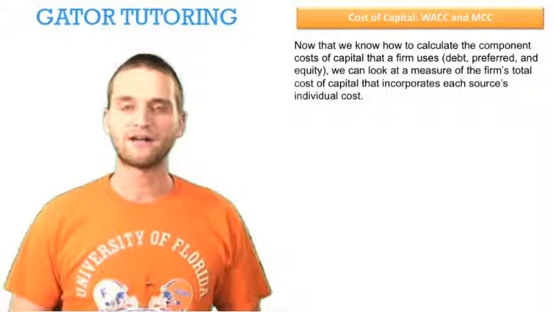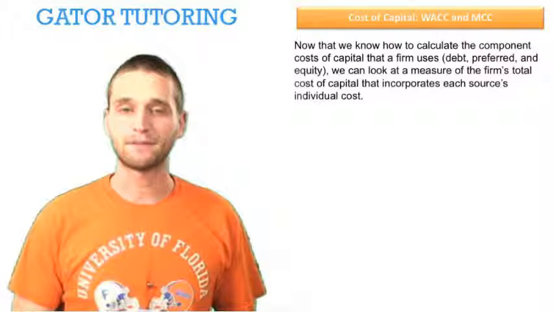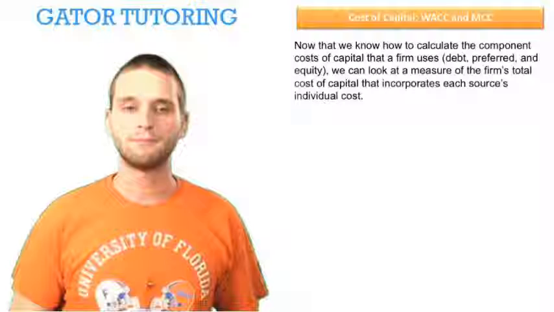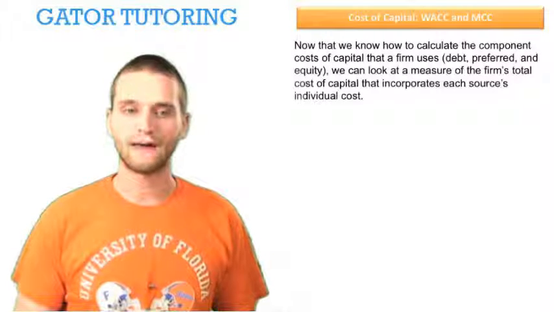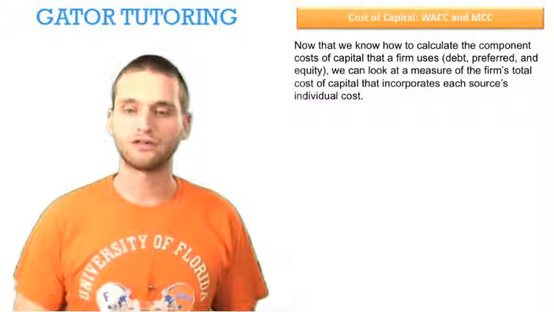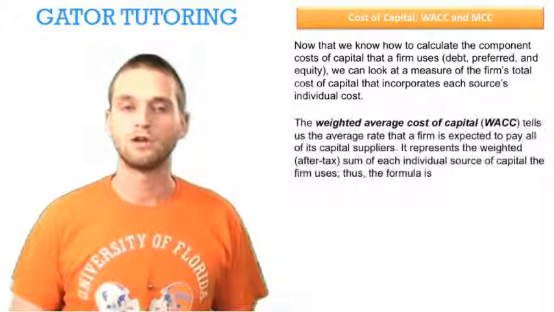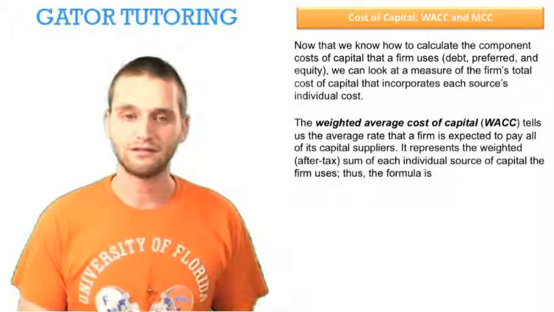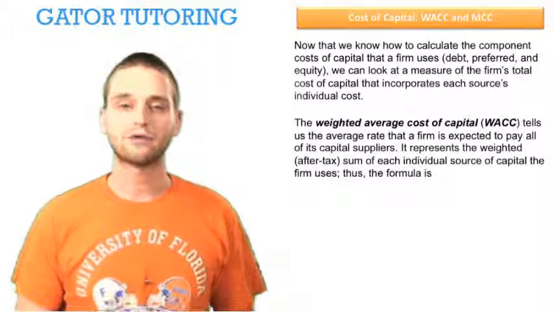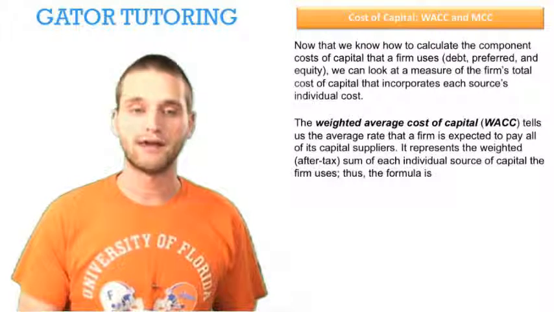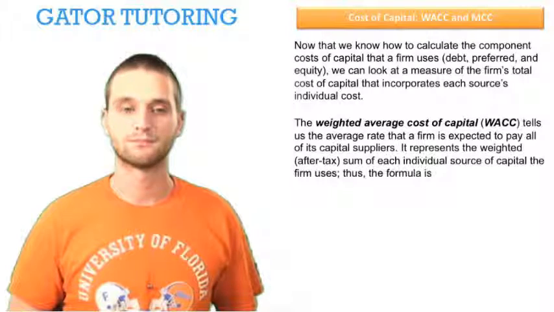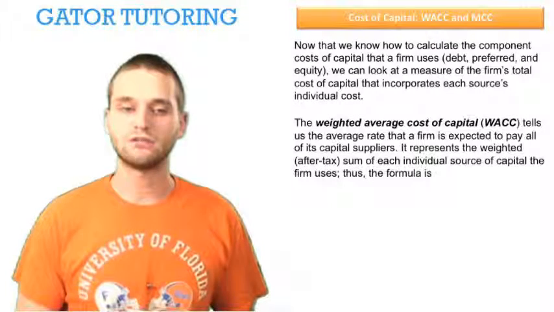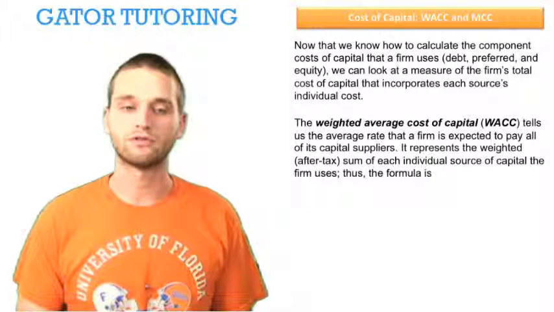So now that we know how to calculate the component costs of capital that a firm uses, debt, preferred, and equity, we can look at a measure of the firm's total cost of capital that incorporates each source's individual cost. The weighted average cost of capital, or WACC, tells us the average rate that a firm is expected to pay all of its capital suppliers. It represents the weighted after-tax sum of each individual source of capital the firm uses.